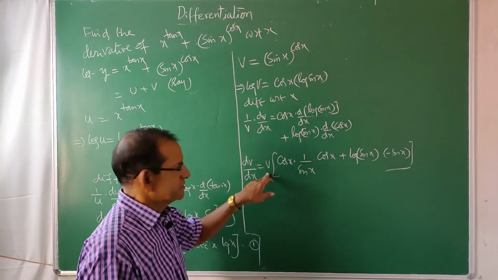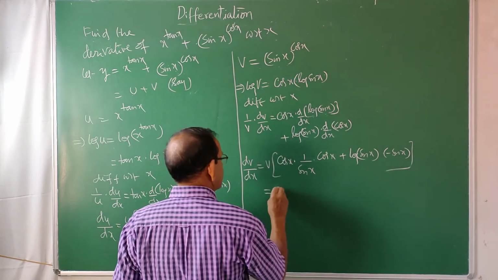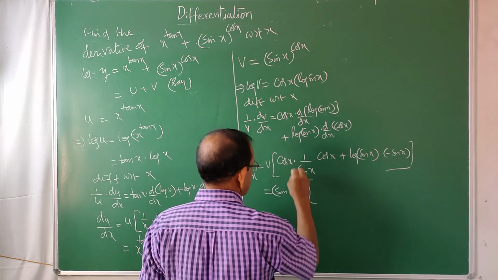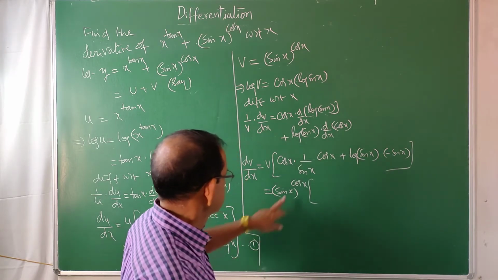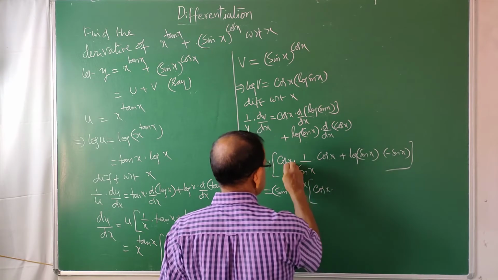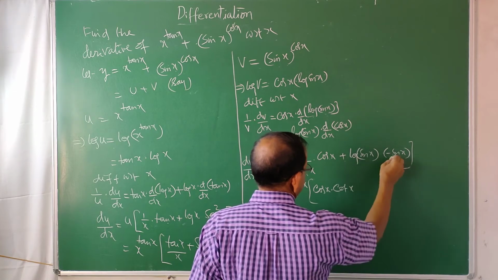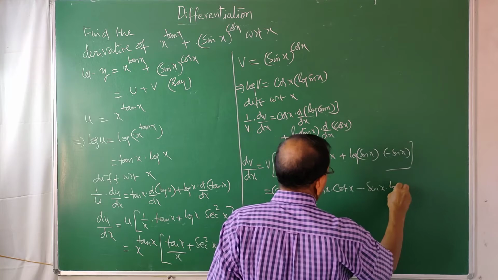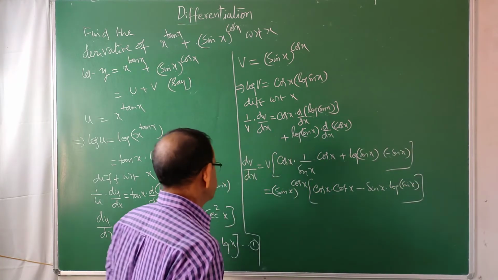Now here you have to substitute the value of v. So v means this one, sin x power cos x into cos x by sin x, that is cos x into cot x you can write. This cos x by sin x is cot x. And this is minus, because there is a minus sign inside, sin x into log of sin x. So this is dv by dx.